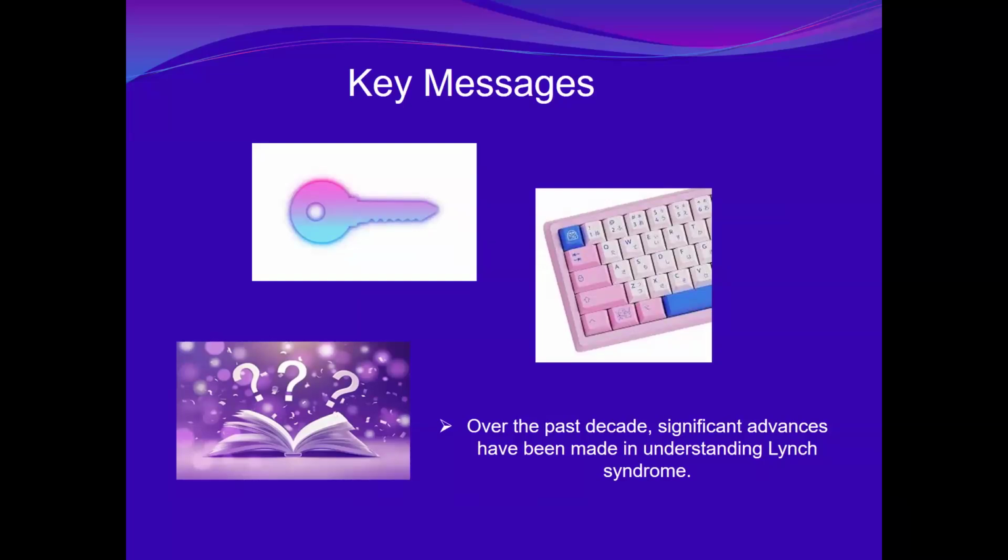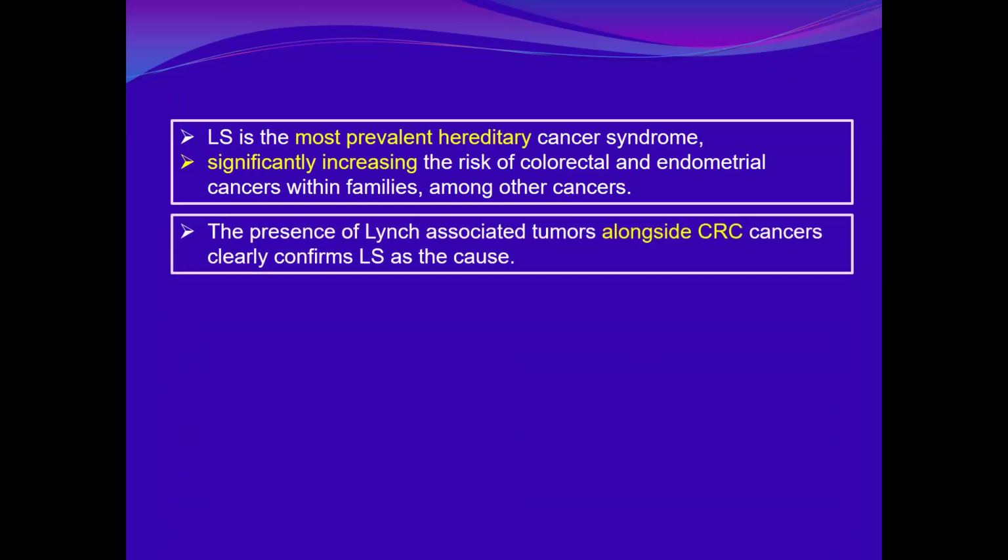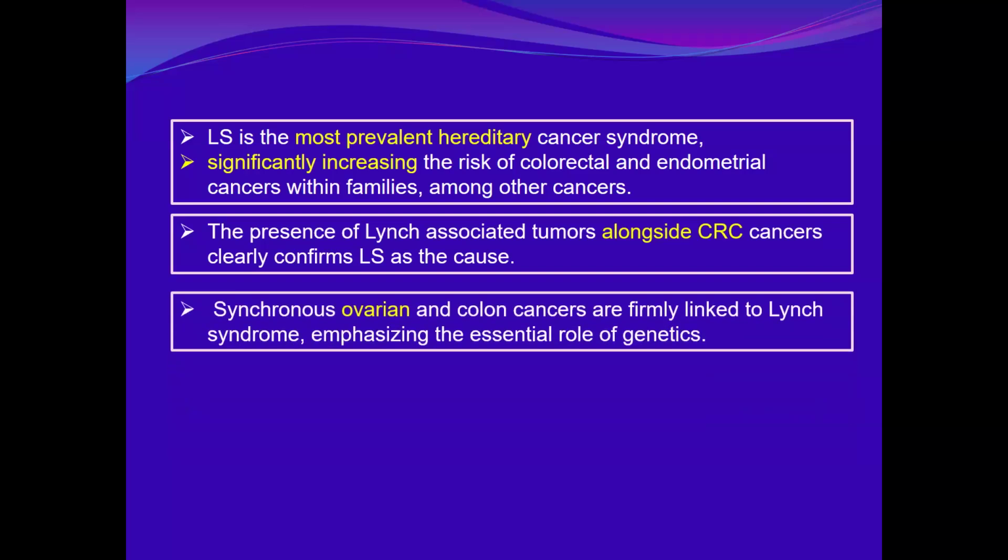Okay, and over the past decade, significant advances have been made in understanding Lynch syndrome, and as we mentioned earlier, it is the most prevalent hereditary syndrome, significantly increasing the risk of colorectal and endometrial cancer with less risk of other malignancies. Any Lynch syndrome associated tumor alongside colorectal cancer clearly confirms Lynch syndrome as a cause.